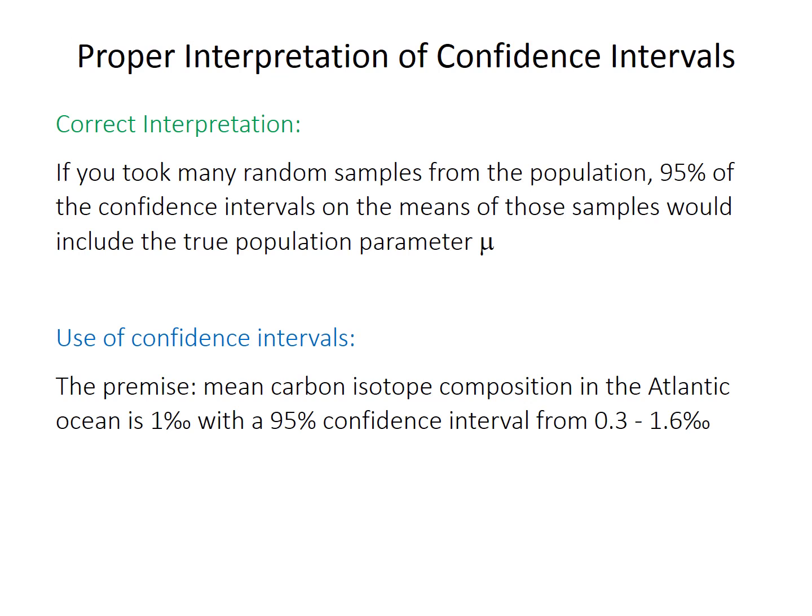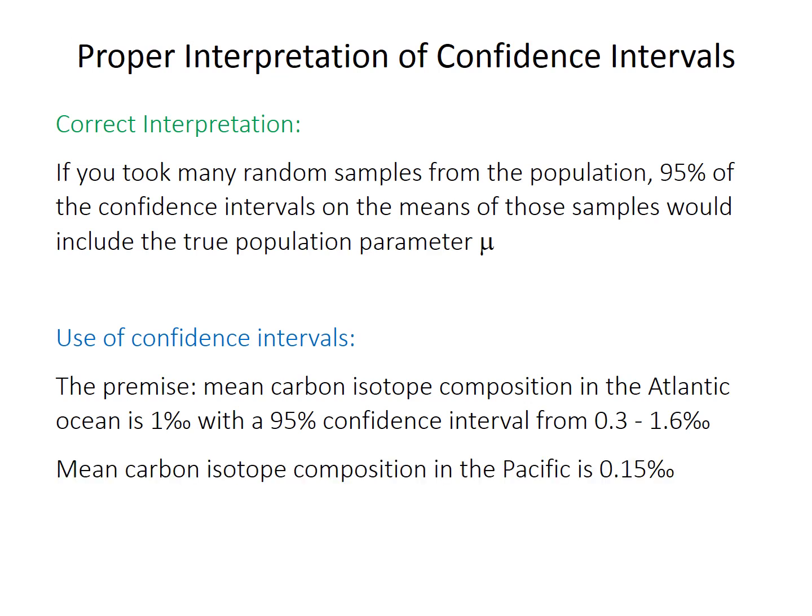Imagine that we calculate a mean value of 1 per mil, or part per thousand, for, say, carbon isotopes in seawater in the Atlantic Ocean. Given the data that we have, we can calculate the standard error because we know the standard deviation and the sample size, and we can then calculate the 95% confidence interval on that sample mean. And it tells us it's between 0.3 and 1.6 per mil, or parts per thousand.